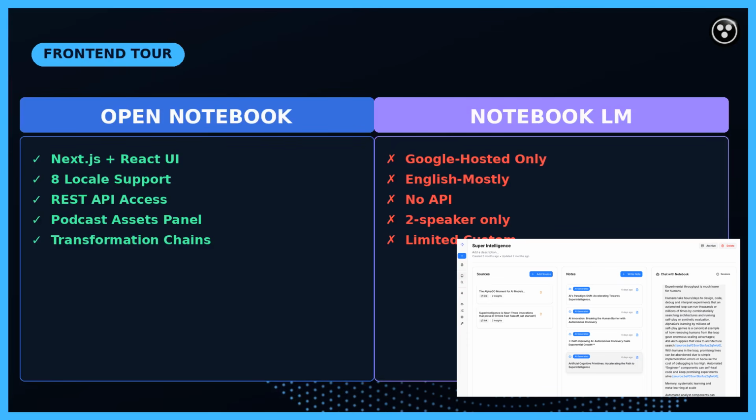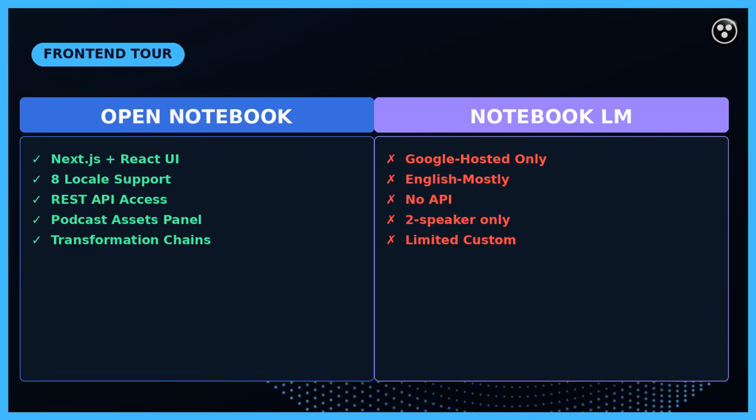Now the Frontend UI Tour. This is the longest chapter because there is a lot to show. OpenNotebook's frontend is built on Next.js and React, so it is a modern, fast, responsive web app. The main navigation gives you 4 sections: notebooks, sources, notes, and settings.